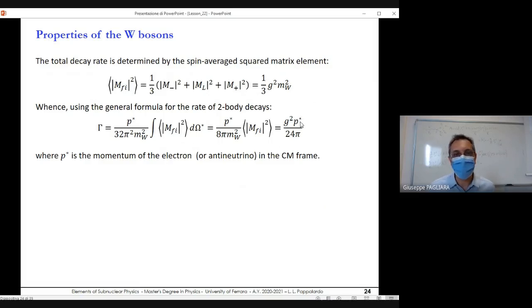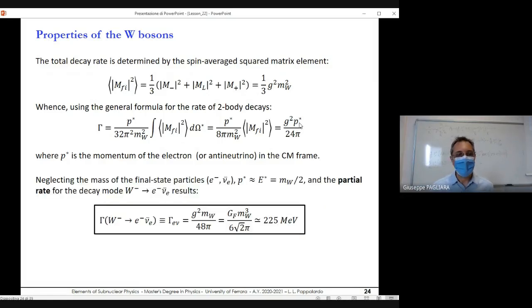So, where P star that you see here is the momentum of the electron or the antineutrino in the center of mass frame, as we derived in the very beginning. Now, since we can neglect the mass of the electron and of the neutrino, given the large energy in the decay process, then the momentum of either the electron or the neutrino in the center of mass is equal to the energy, which is just equal to half the mass of the W. Okay, this is all we have as energy in the center of mass. So we can just substitute here, instead of P star, half of the mass of the W.